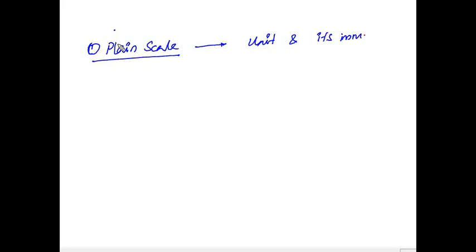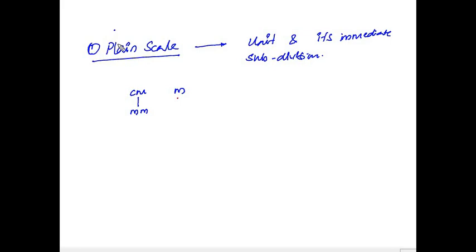So now we will discuss construction of plane scales, followed by diagonal and vernier scales. First one, plane scales. On a plane scale, you can show a unit and its immediate subdivision. For example, you can show centimeters, the immediate subdivision is millimeters.